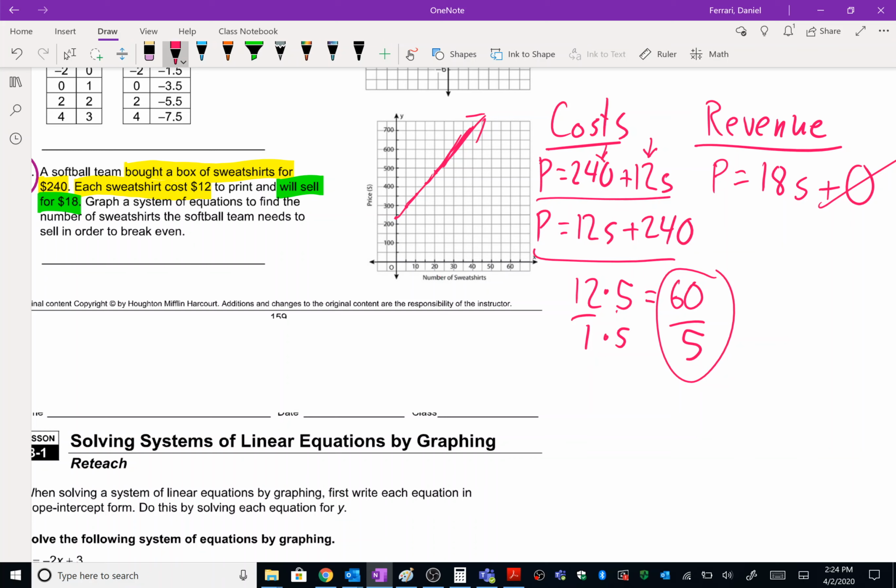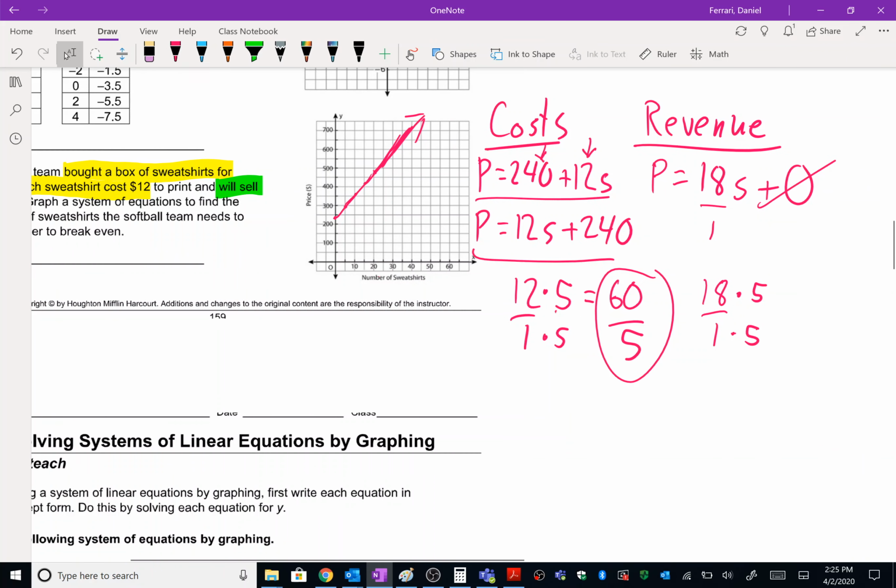Okay. All right. So our next one, this one is just 18 as a slope. Okay, and we're going to do the same kind of thing we did with the 12. So I'm going to do 18 over 1, and again, I'm going to basically do it like I'm moving 5 times because they're counting by 5s on my x-axis. So 18 times 5, that is going to be 90, and 1 times 5, that is going to be 5. So for every time, I'm going up 90 and then over 5.